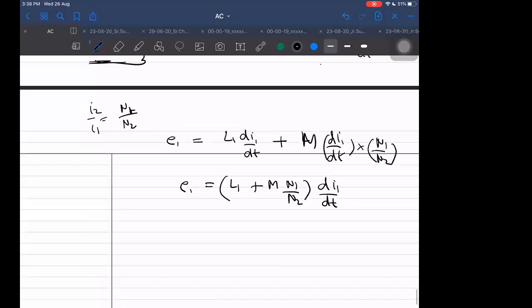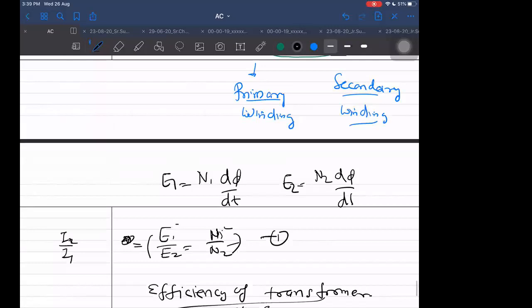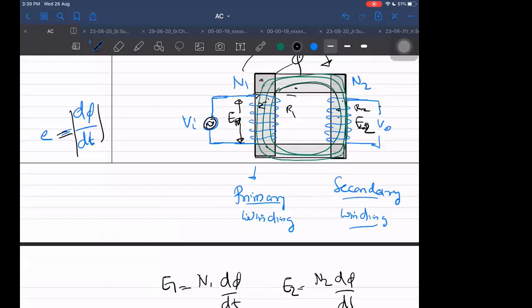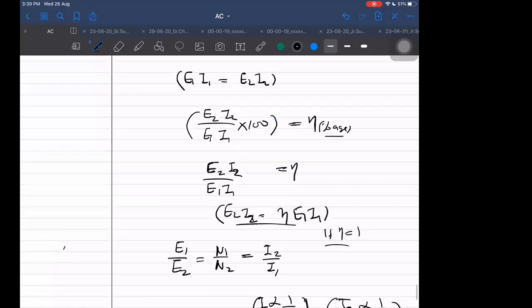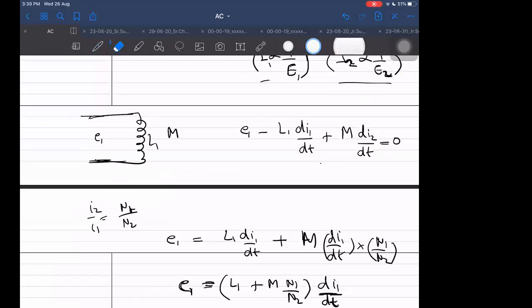That is this, we are getting here. Sir, one scroll up, sir. Sir, minus, so E1 is minus equal to M. Minus it will be. Hmm. Minus.